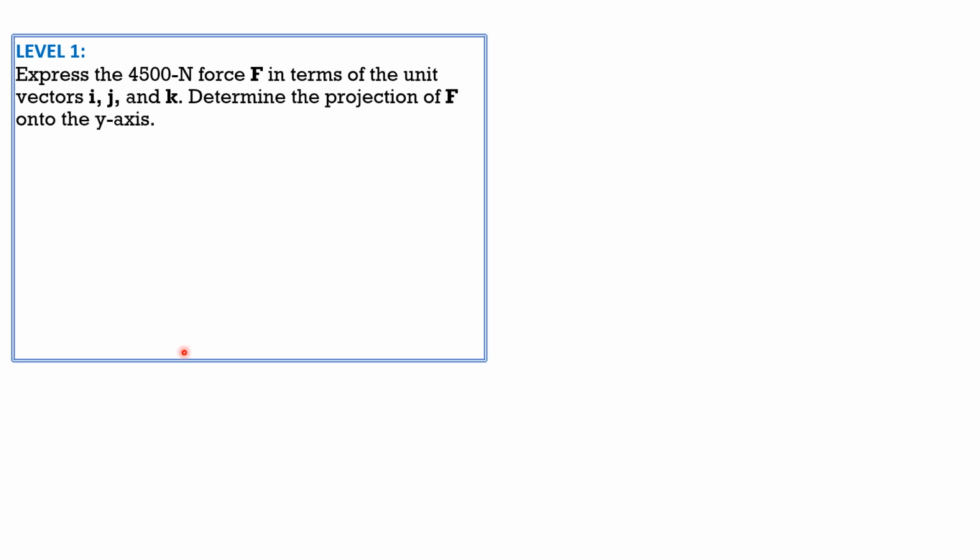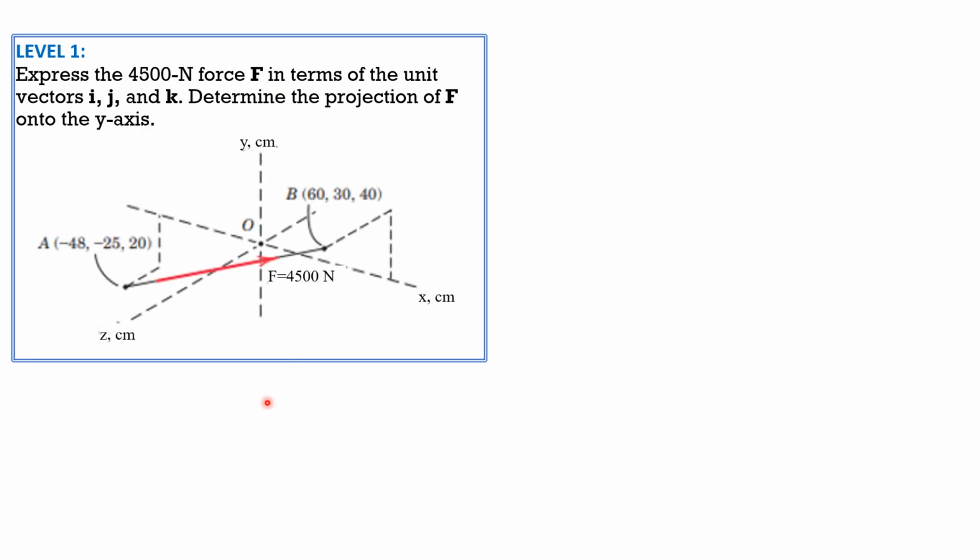Level 1 problem: express the 4,500 newton force F in terms of the unit vectors i, j, and k. Determine the projection of F onto the y-axis. The projection of F onto the y-axis is the component of F onto the y-axis, so this is just Fy. This is the given figure. The force is directed from point A to point B.